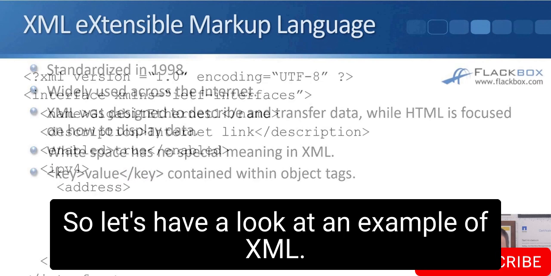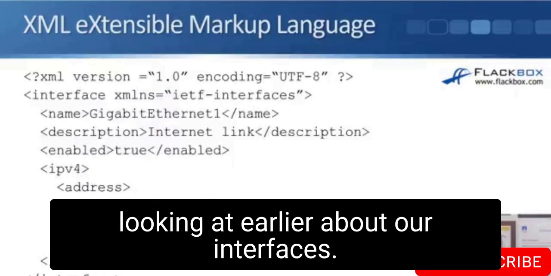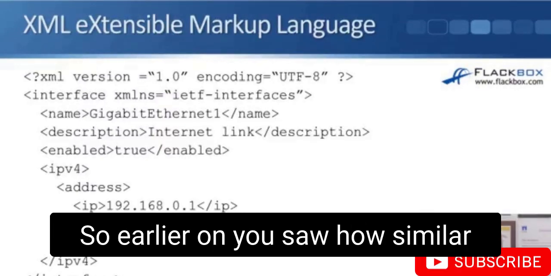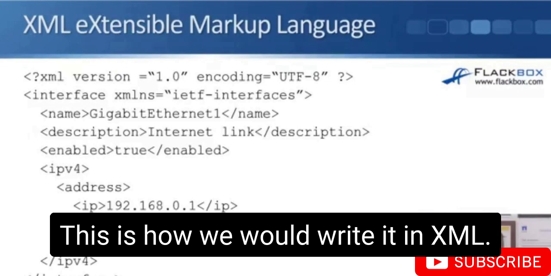So let's have a look at an example of XML. Same kind of information that we were looking at earlier about our interfaces. So earlier on, you saw how similar information here would be written in JSON. This is how we would write it in XML.